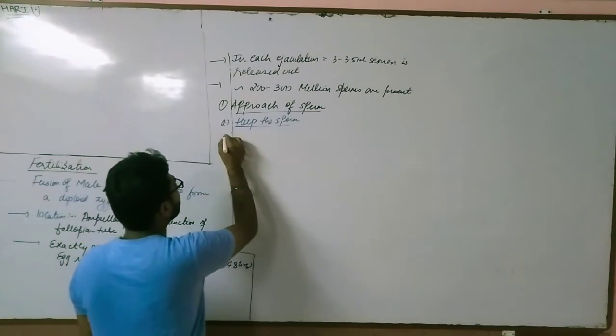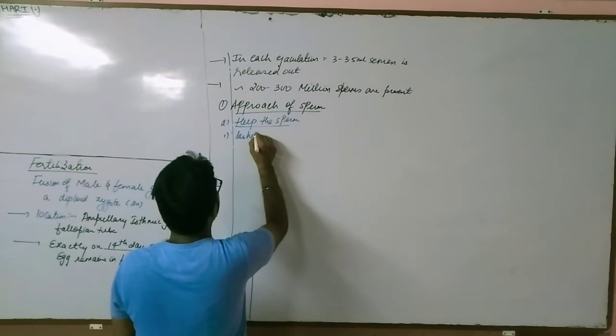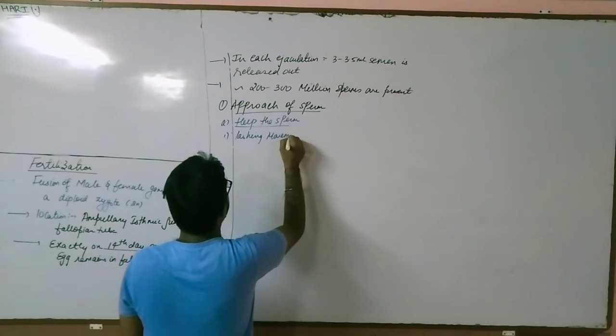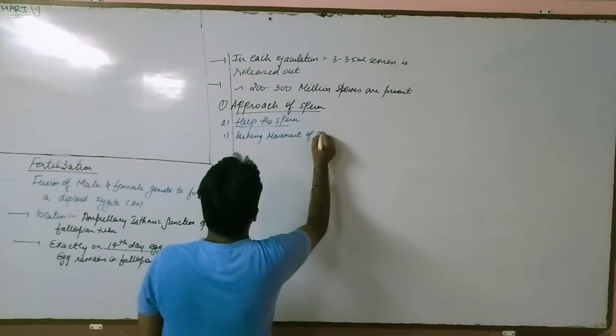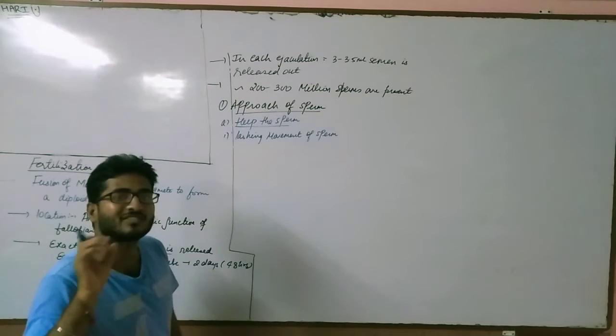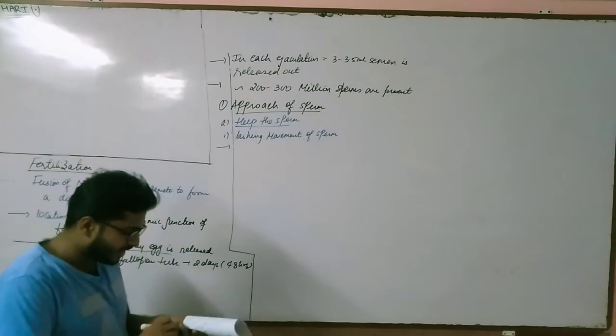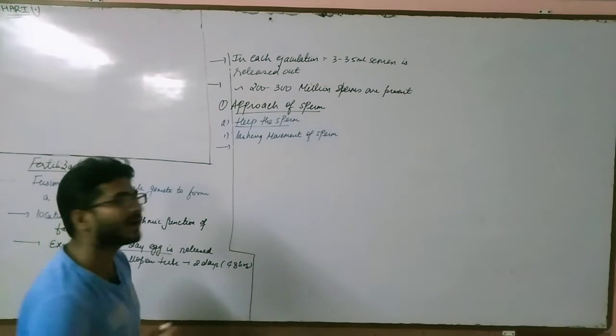Within A, the first is the lashing movement of sperm, like this, with the help of its tail. We have already discussed in the structure of sperm that they have a double kern, that is the mitochondria.